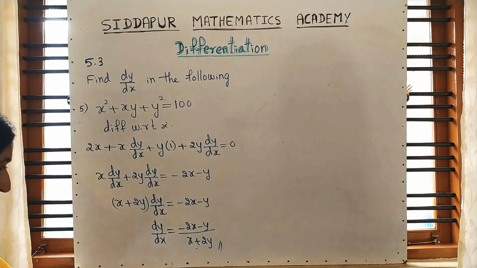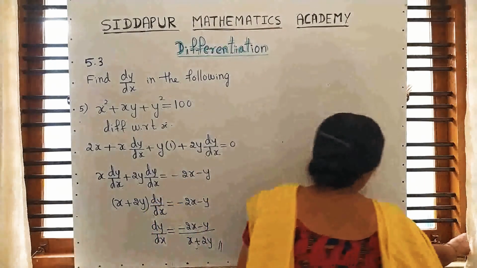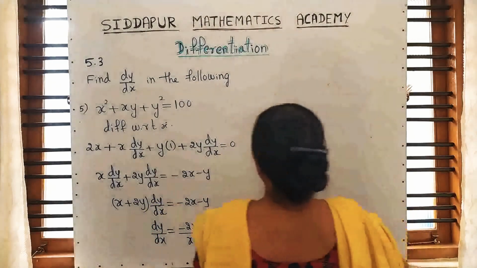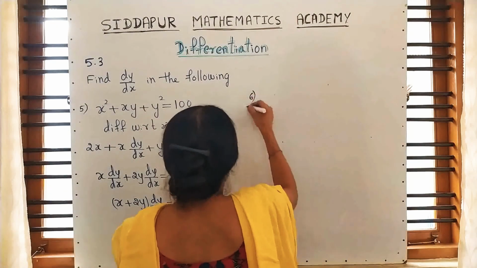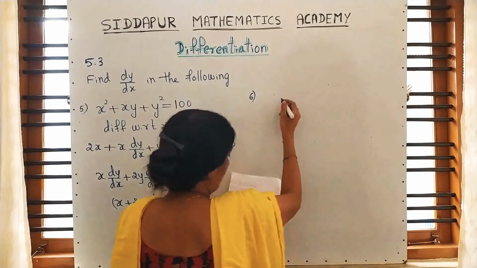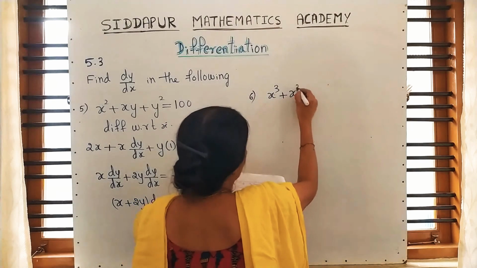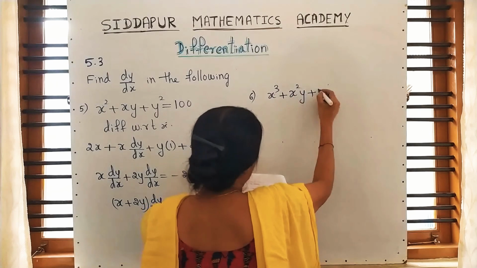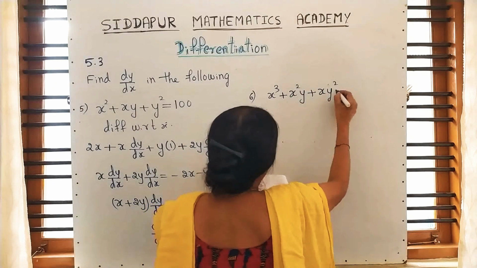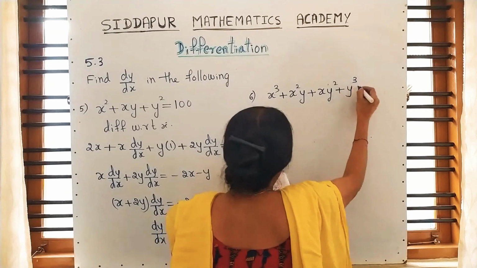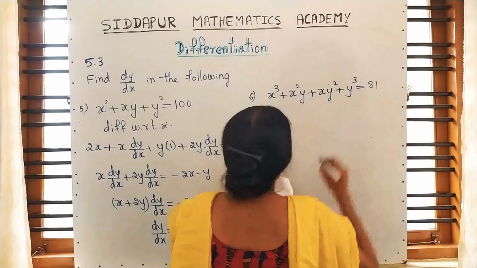Is it simple or what? Yes. The sums are very simple. Moving to the next question. Question number 6 from NCERT. x cube plus x square y plus xy square plus y cube is equal to 81.